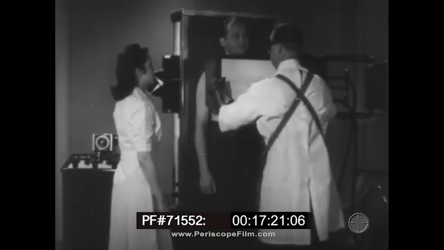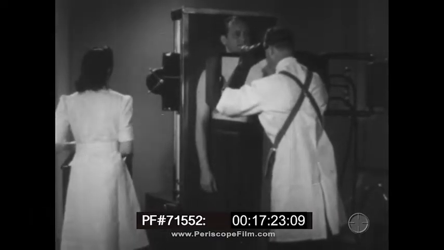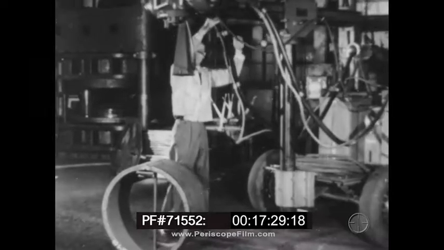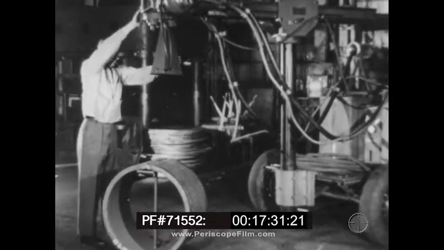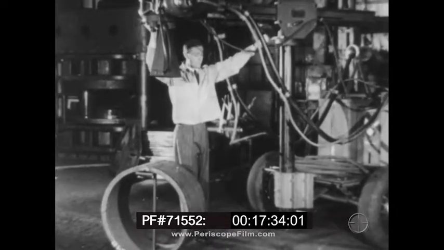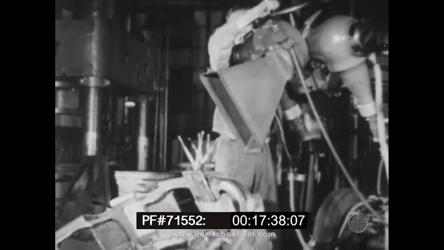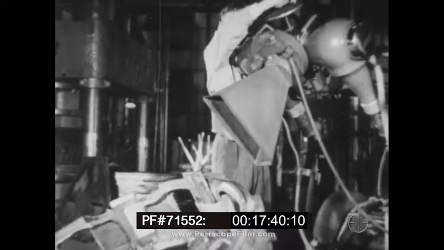As a result, doctors can now study human internal organs by means of the fluoroscope. Or by means of radiography, they can photograph them. Industrial X-ray today is also playing a vital role, detecting porosities and fissures in welded metal seams, examining heavy castings for invisible internal weaknesses.